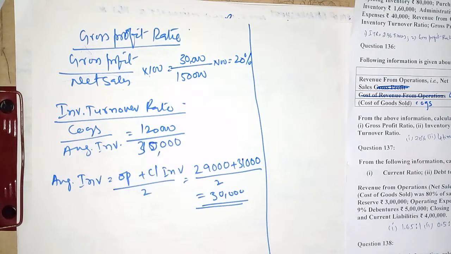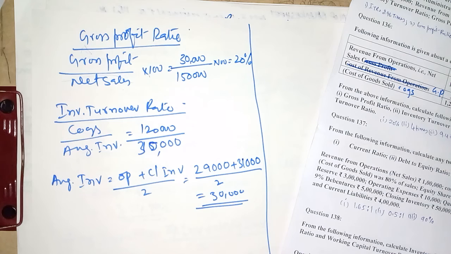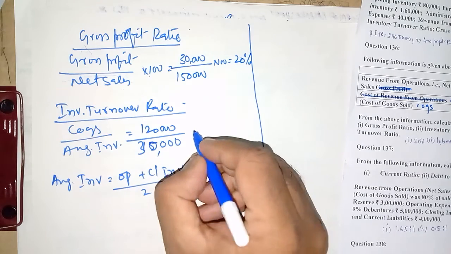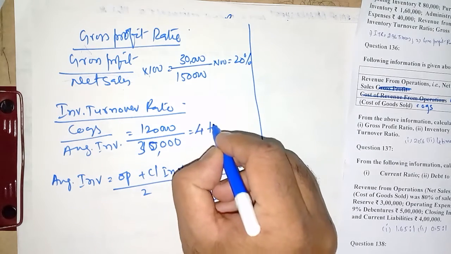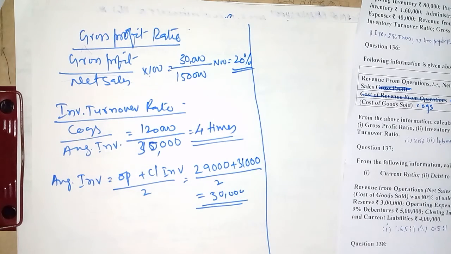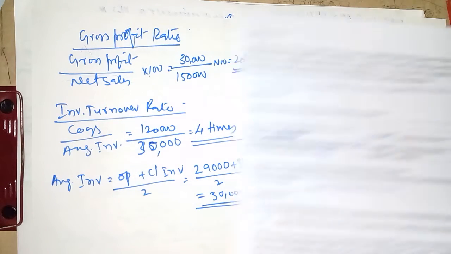So 120 by 30. So we'll get the answer: 4 times. Right. So first answer is 20%, second answer is 4 times.